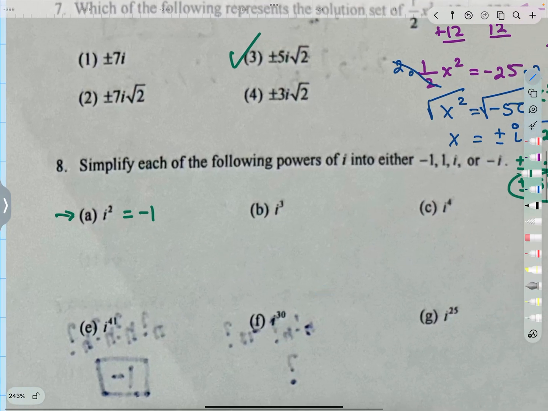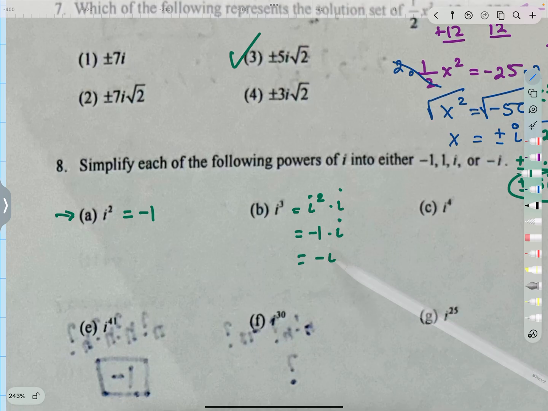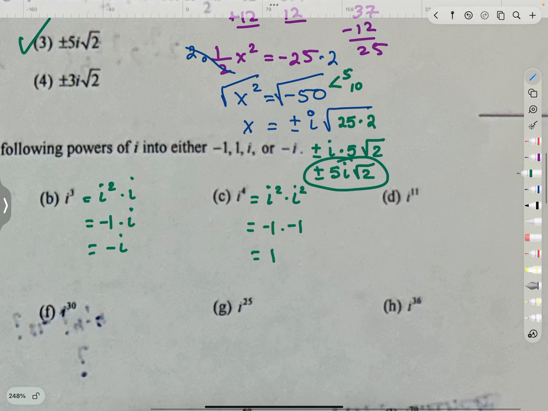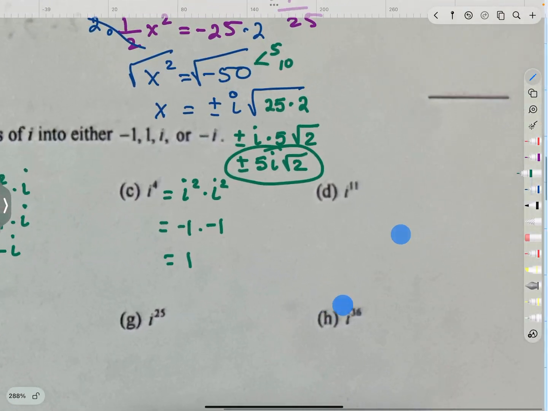i cubed, that would be like an i squared times another i, and i squared is negative 1 times an i, so it's just written as negative i, not negative 1 times i. i to the fourth, you remember that one? If not, we can figure them out. It's an i squared times an i squared, but i squared is negative 1, so negative 1 times negative 1 is 1.